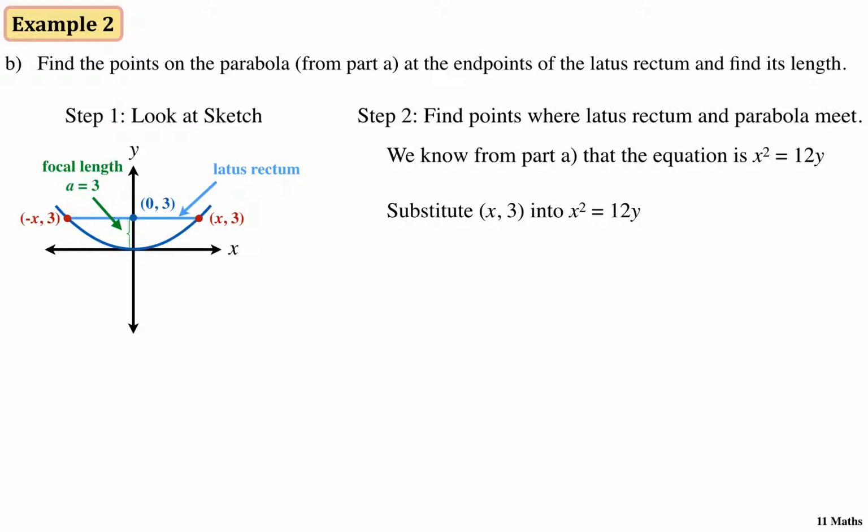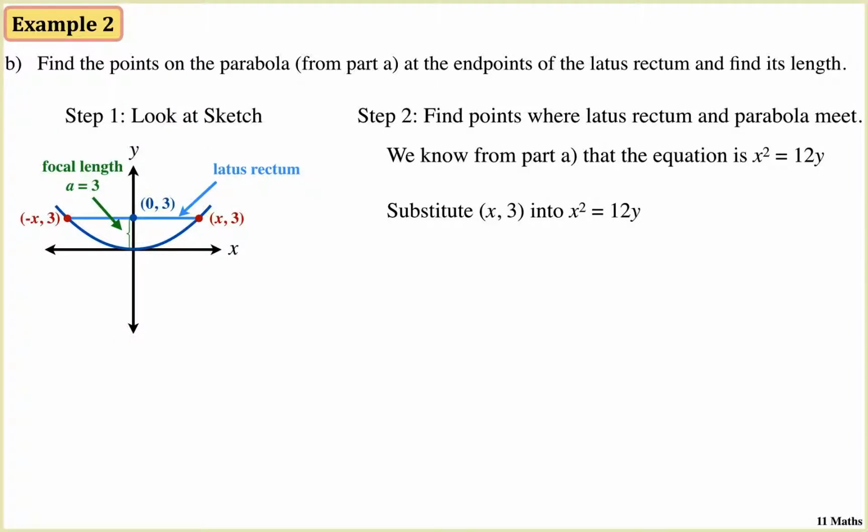3, into x squared equals 12y. So what that effectively means is everywhere I see an x, that will go in place of x, and everywhere I see a y, 3 will be put into that value. So let's see what actually happens when we plug those values in.